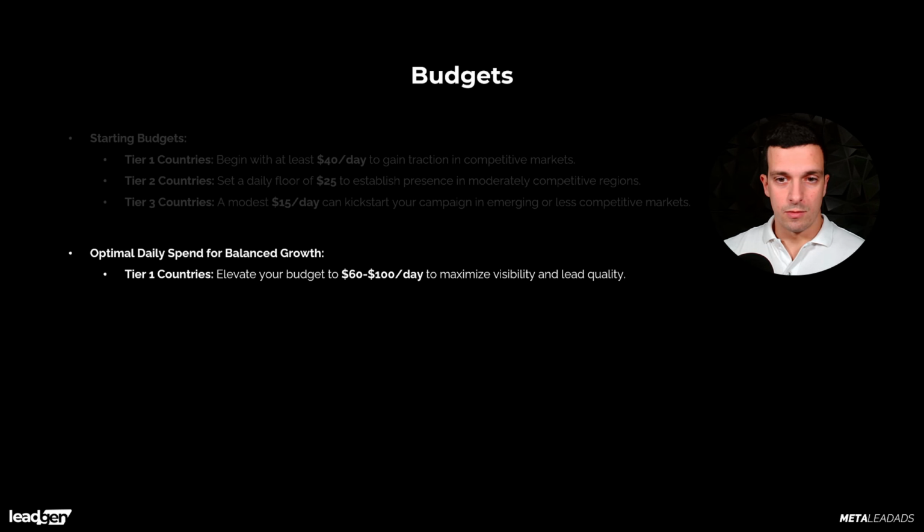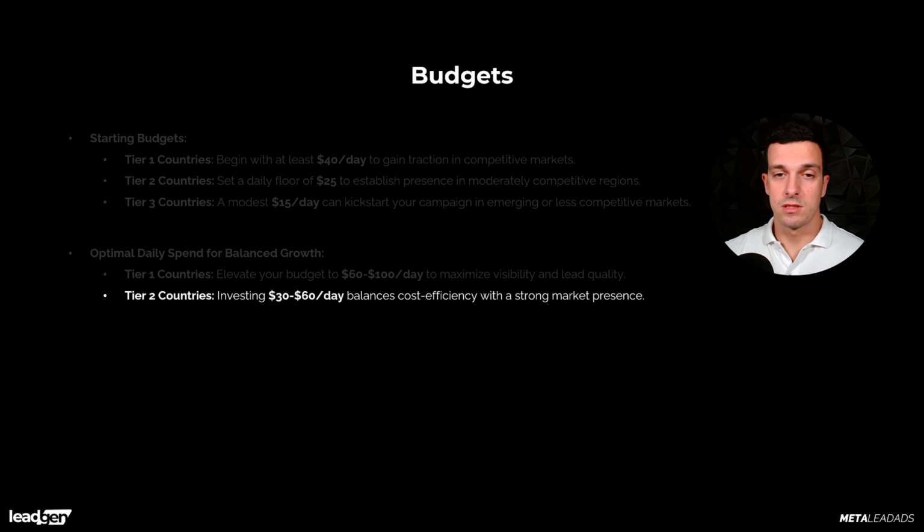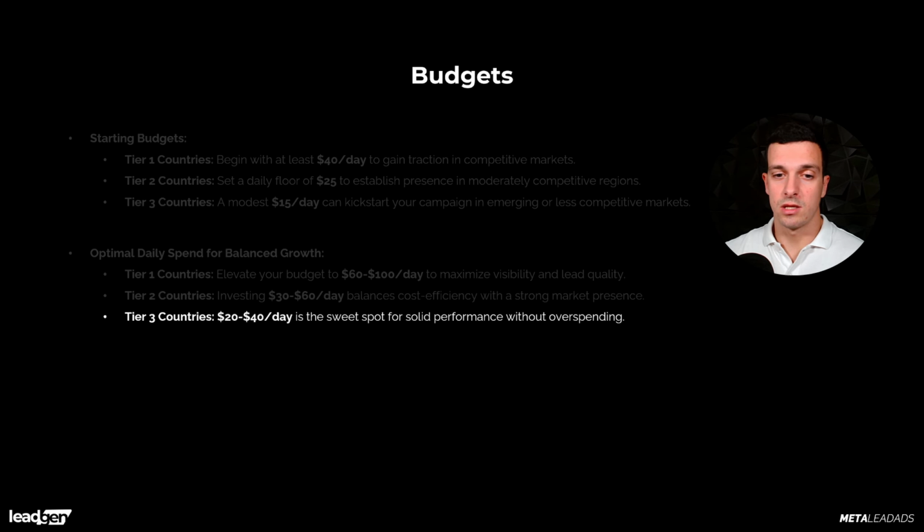Optimal daily spend for balanced growth. Tier 1 countries, try to spend between $60 to $100. That would be optimal for tier 1 countries. For tier 2 countries, $30 to $60, and tier 3, $20 to $40. That's my recommended optimal spend. If you have the budget to kickstart with this, then it will be advisable, because if you have too little budget, then Meta cannot optimize and we cannot get the leads, and Meta cannot use their algorithm to give us what we want, a lot of leads, high quality leads.